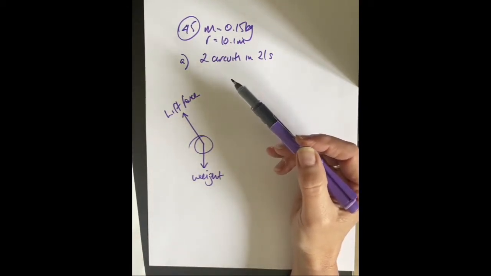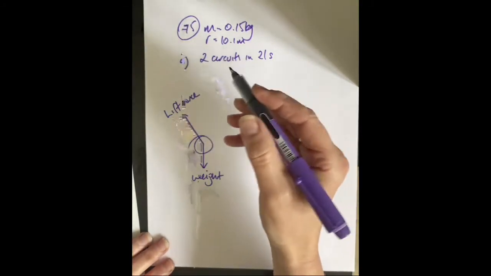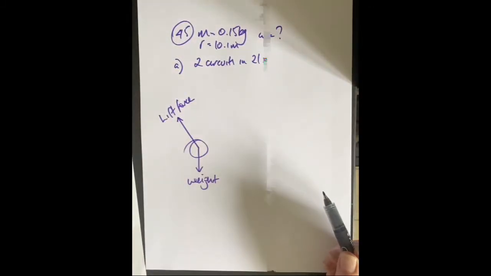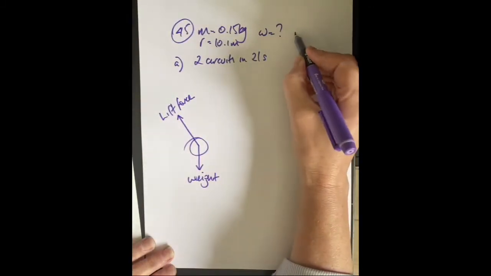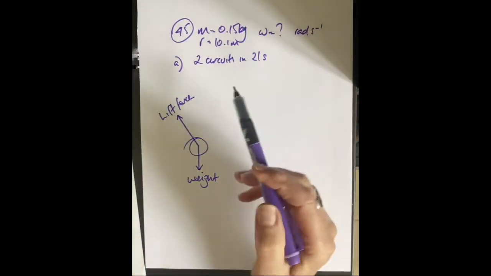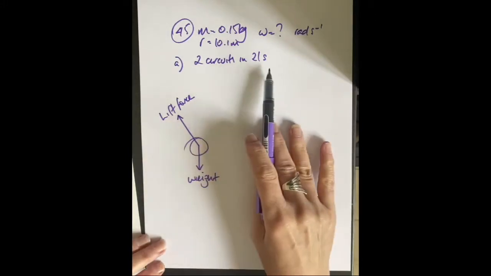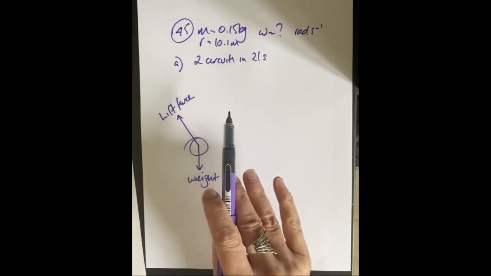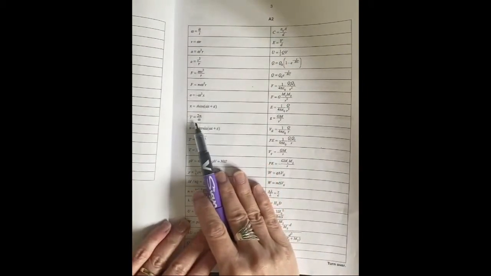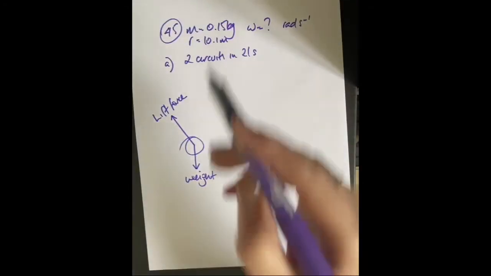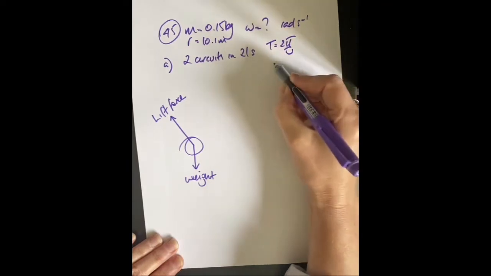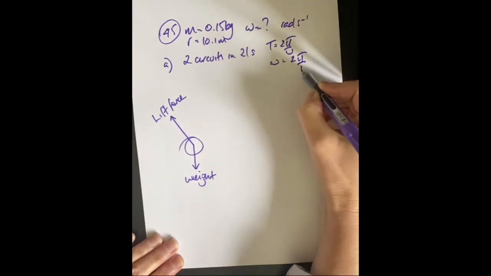All right, first bit says calculate the angular velocity. So it wants us to work out omega. And remember, omega is in radians per second. So how many radians does it do per second? You can work it out from first principles, but you can also use the equation. Where do we have it? Here. T equals 2 pi over omega, right? Or omega equals 2 pi over T, right?